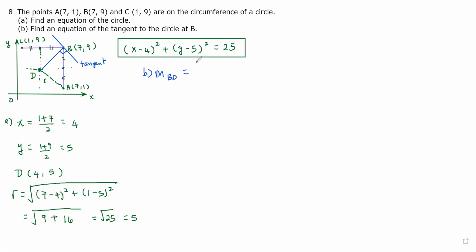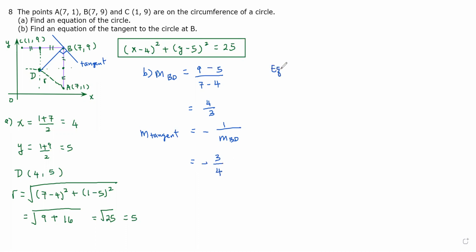So for BD, we have 9 minus 5 over 7 minus 4. That is 4 over 3. And we know that since these two are perpendicular, the slope of the tangent is the negative reciprocal of the slope of BD. We just take the negative and flip this number. We have negative 3 over 4 here.